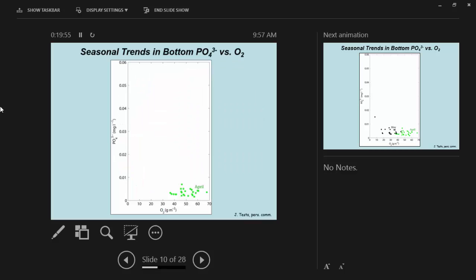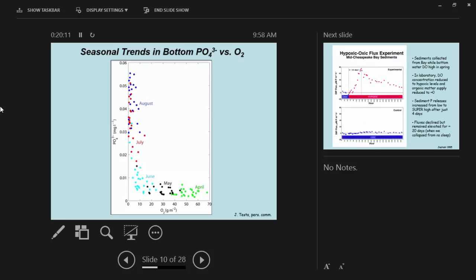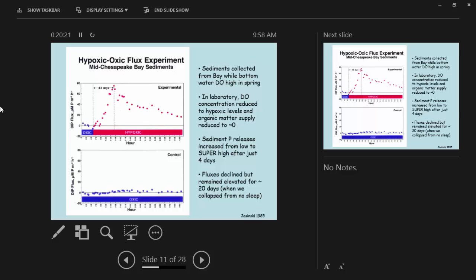Here's another look at the bay. We start with April here when there's a lot of oxygen in the deep water. Phosphorus concentrations are low. Oxygen starts decreasing in May, and we start to see a hint of higher phosphorus concentrations in June. We're off to the races. July and August, look out. So this is a case of that positive feedback where eutrophication makes eutrophication worse.